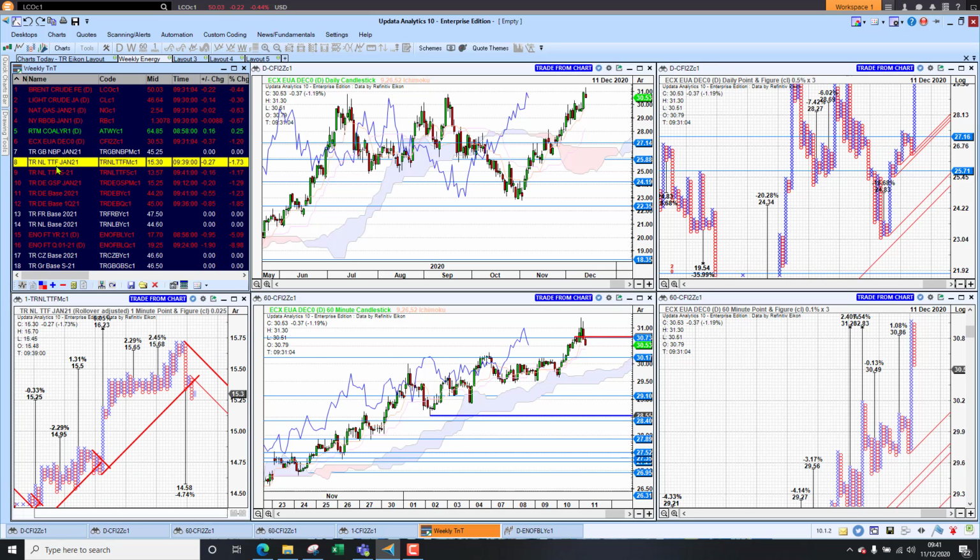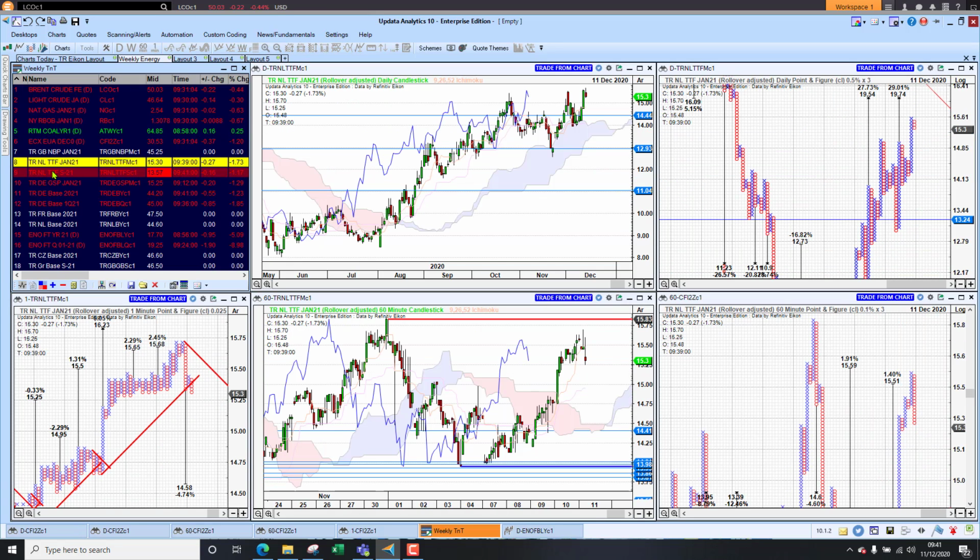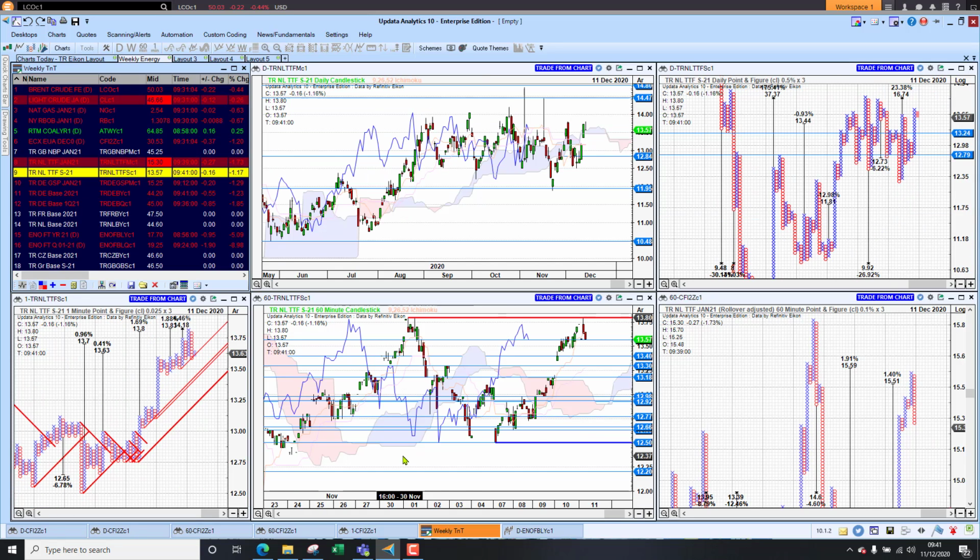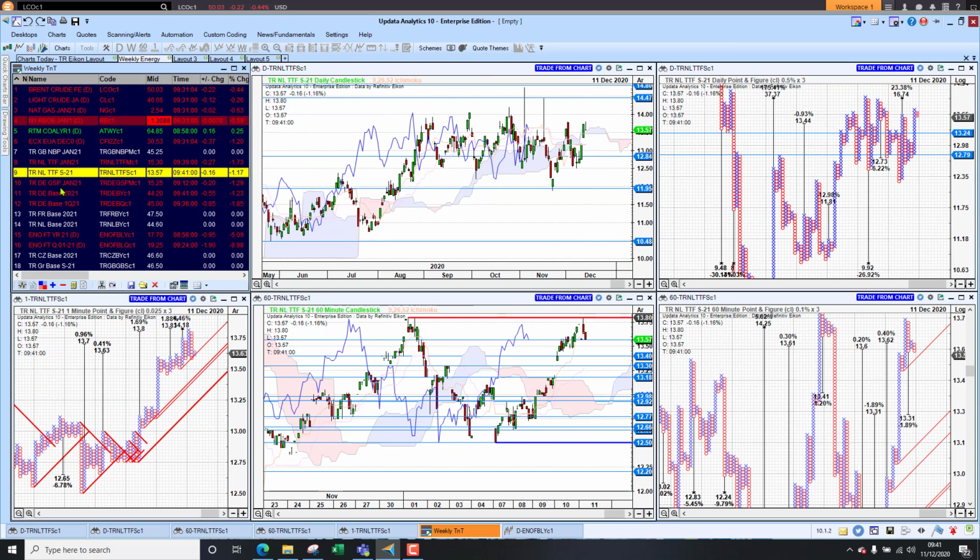TTF front month down 1.7%. That's giving a downside target. Seasonal gas also down 1%, so that's quite key as well.